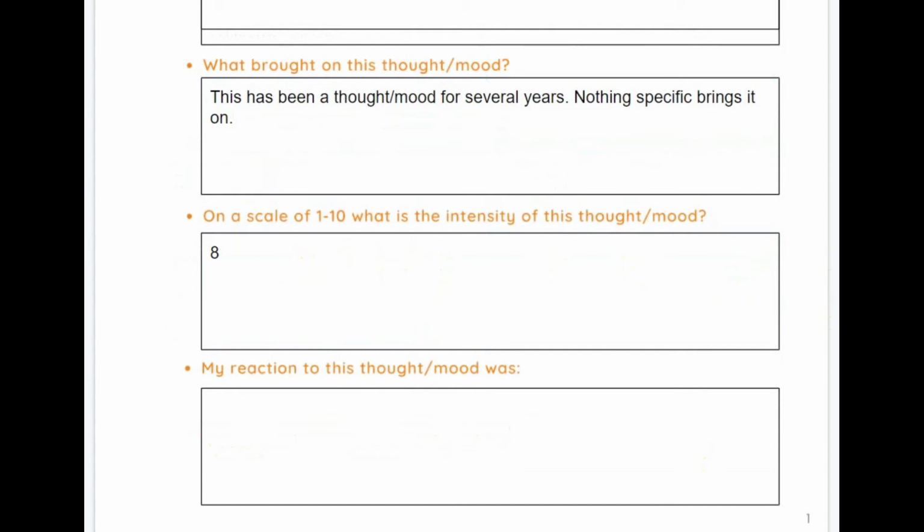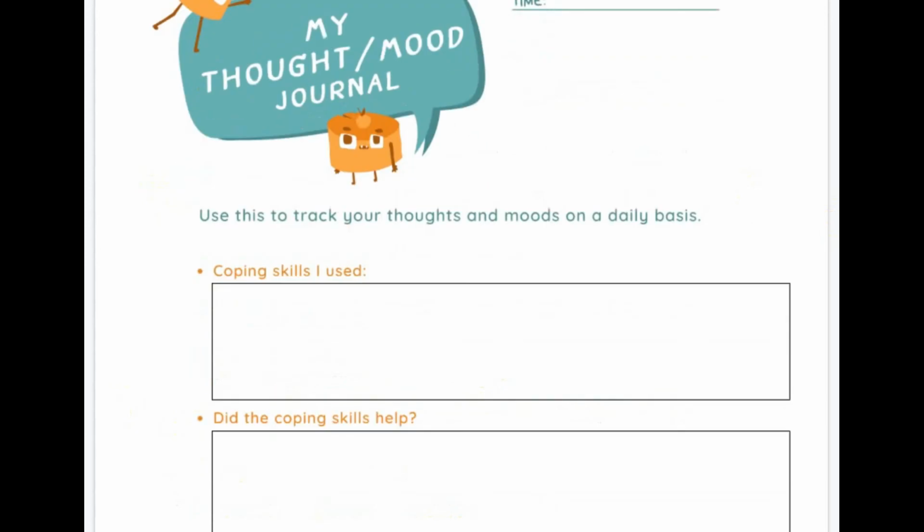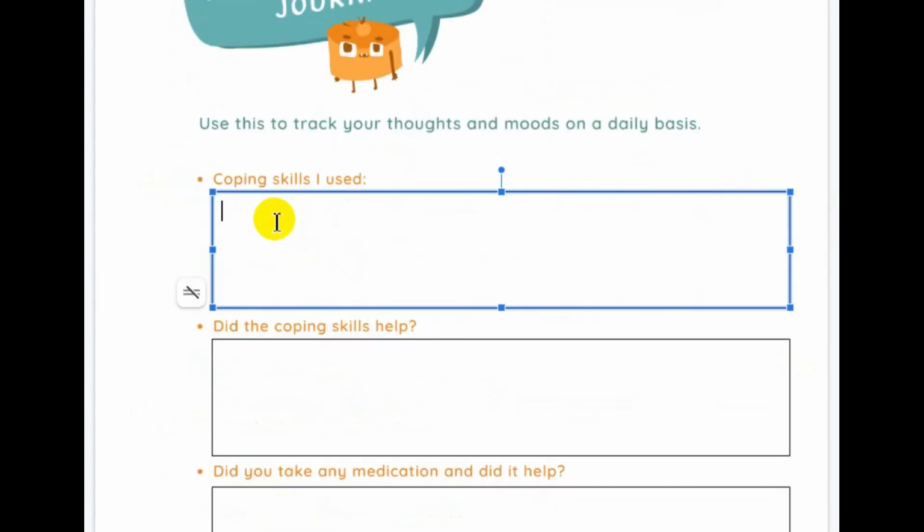The next section, my reaction to the thought and mood. So for me, it's that it brings on more depression and feelings of resignation and belief that this is true. So I'll just put that in. So depression and feelings of resignation in the belief that this is true. All right, so for the next part, coping skills that I used.